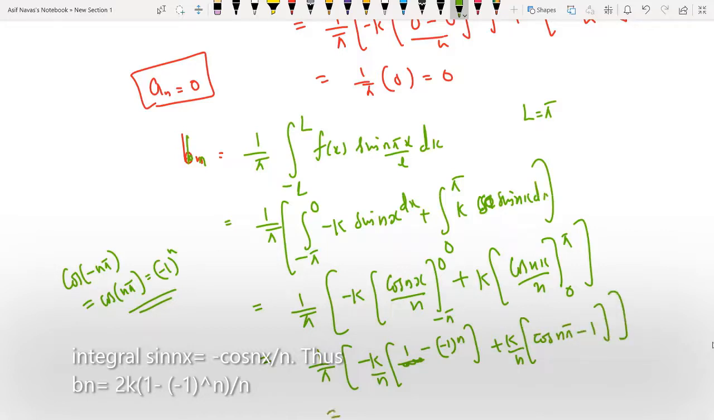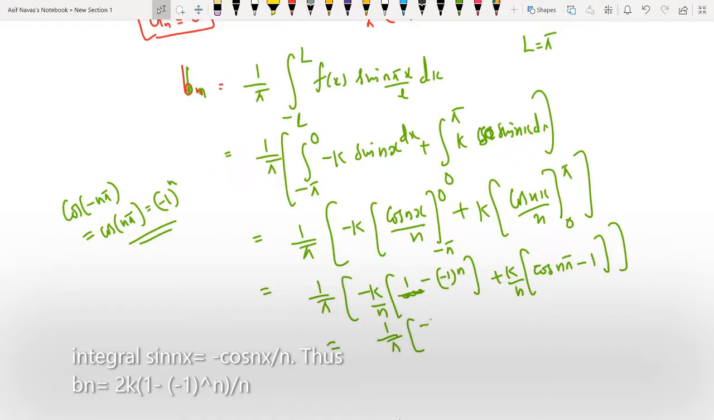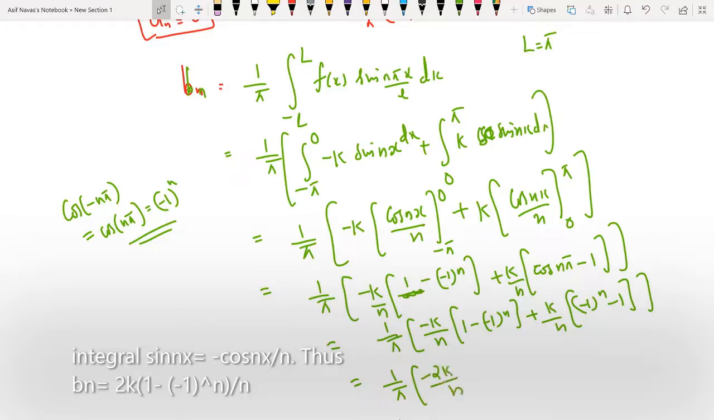So this is equal to 1 by pi, minus k by n, 1 minus minus 1 power n, plus k by n, minus 1 power n minus 1. So we will get 1 by pi, minus k by n, and minus k by n is there. So minus 2k by n.